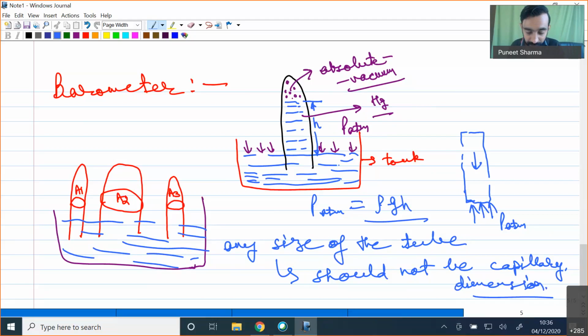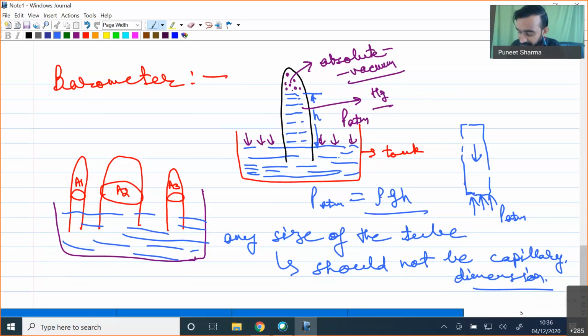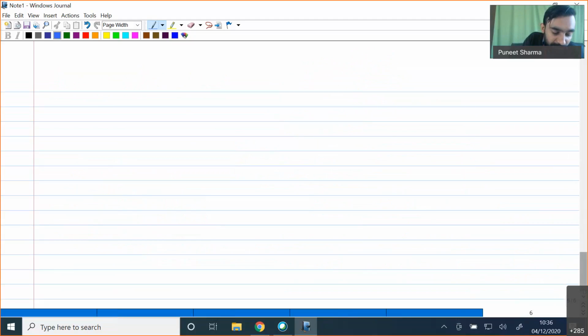So this is all about pressure. With this I would like to conclude our discussion on pressure. Now let us talk about another thermodynamic property, which is called temperature.